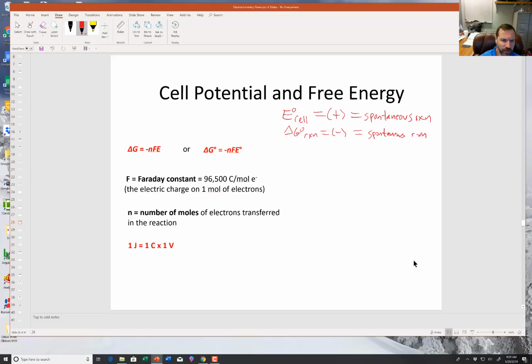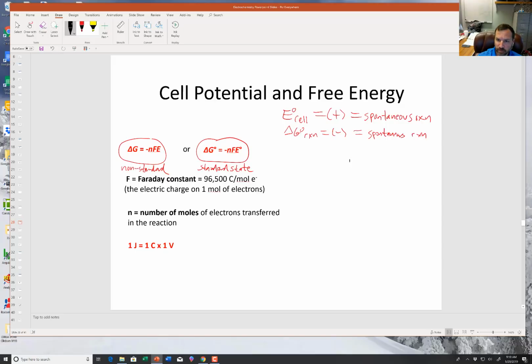And so we have these two equations here where we can say that delta G at non-standard conditions equals minus NFE, where E is the cell potential at non-standard conditions. Or we could say that delta G naught equals minus NFE naught, which would be our standard state. Of course, if you remember, that means everything is in 1 molar concentrations, or if we have gases, everything's at 1 atm. So you might be thinking, where does this relationship come from?